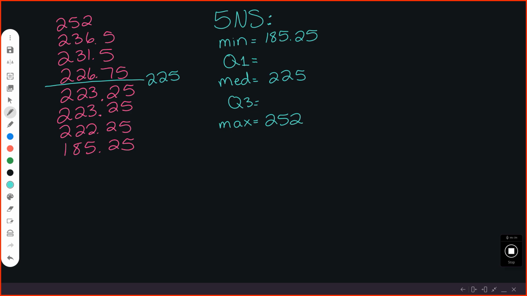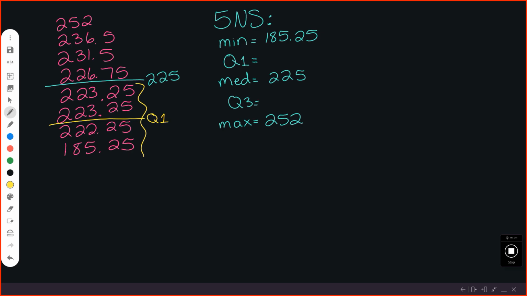Okay, so now when I'm finding Q1 and finding Q3, I never include the median in my data. I include the min for Q1, I include the max for Q3, but I never include the median. It doesn't matter if it's a data point or not, I never include it. So to find Q1, I'm going to use this half of my data. I have 4 values, so this is going to be my Q1.